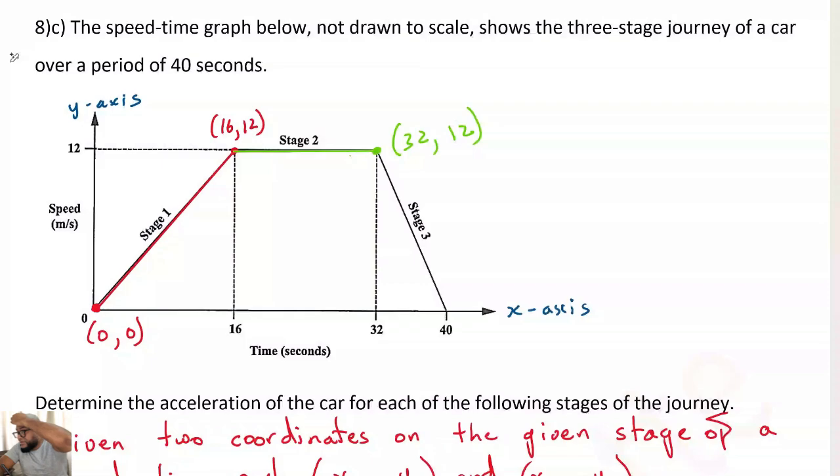What's another coordinate, Aiden Ramjan? 16 and 32. 16 on the x, yes, it would be 16 on the x, right? And what on the y? 12. 12 on the y, that same coordinate is in stage 2 also, right? So we have 2 coordinates on stage 2. Guys, when we state a coordinate, you cannot give me an x value and then another x value. It will be an x value and a y value, right?